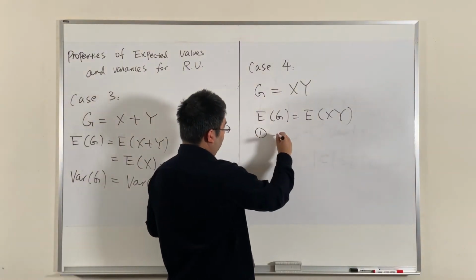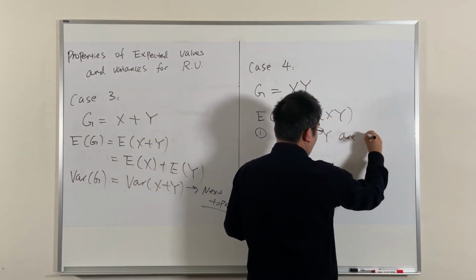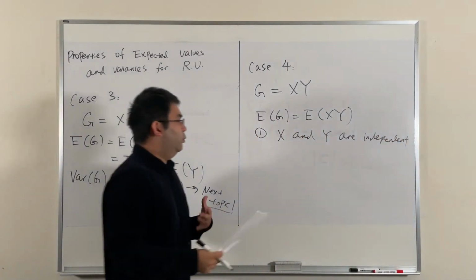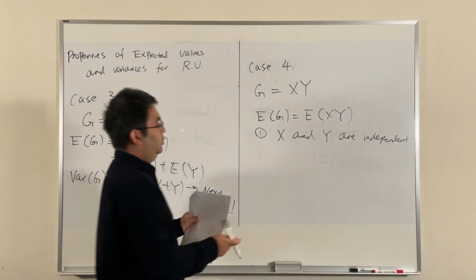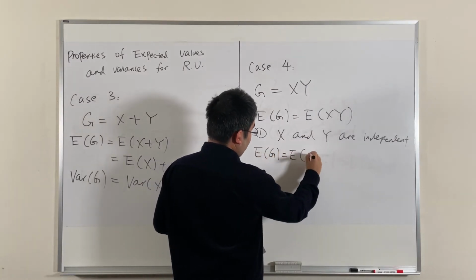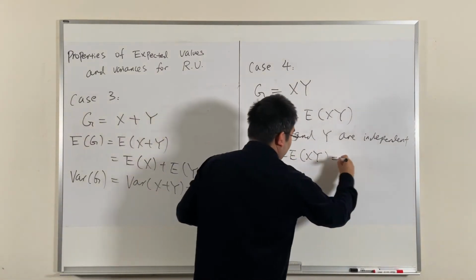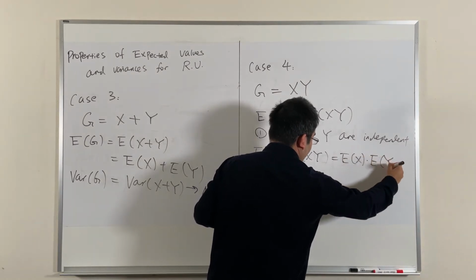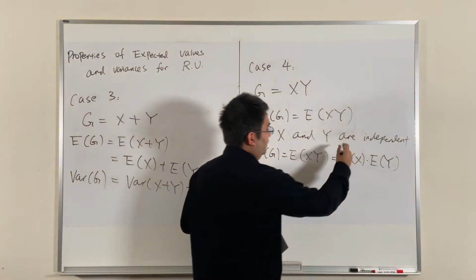Case 1: if x and y are independent, the way you solve this becomes a bit easier. The expected value of g equals the expected value of x multiplied by y, and you can just separate them: the expected value of x multiplied by the expected value of y. You can only do this if they are independent.